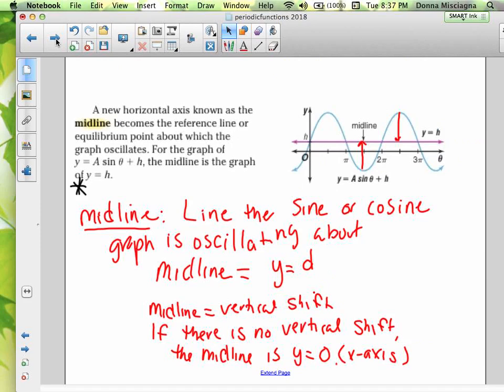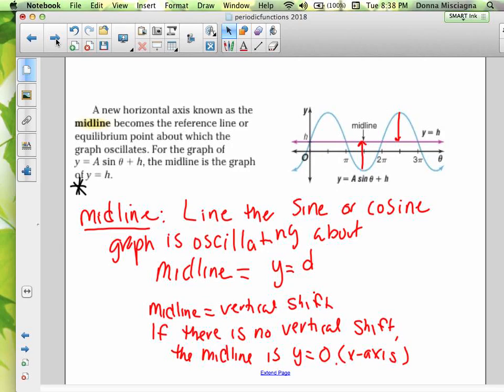So when we have a vertical transformation, a new horizontal axis known as the midline becomes the reference line or equilibrium point about which the graph oscillates. Normally, sine and cosine oscillate around y equals 0, the x-axis. If there's no vertical shift, the midline is y equals 0. If there's a vertical shift, your midline is whatever the vertical shift is. So the midline is the line the sine or cosine graph is oscillating about.